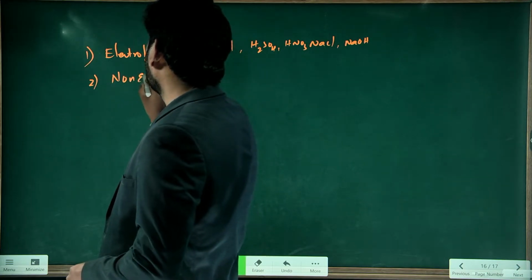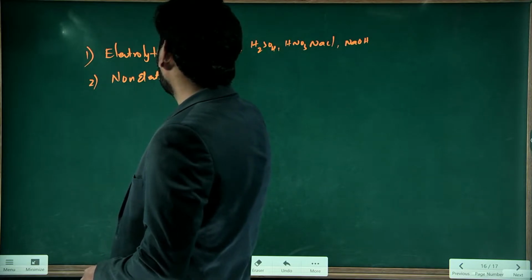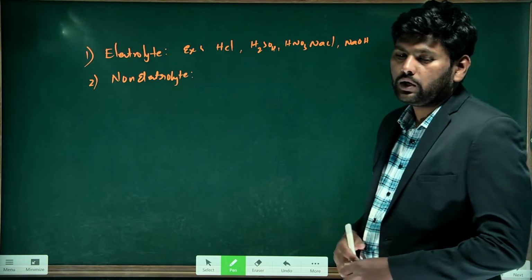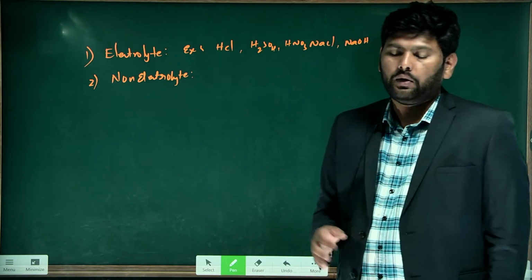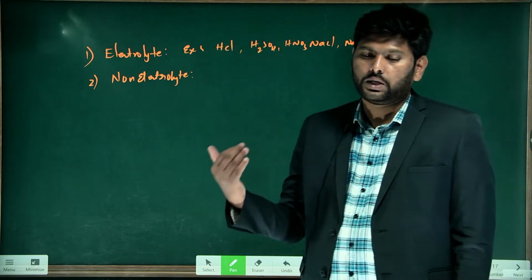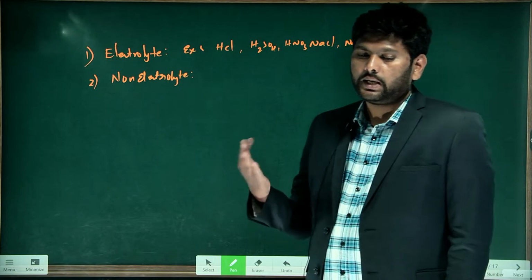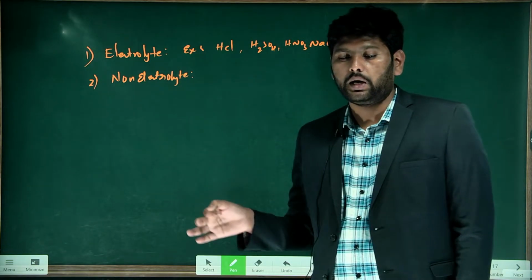non-electrolyte. What is this non-electrolyte? A substance which allows the current through it is known as an electrolyte. So non-electrolytes are the liquids or substances which do not allow the current through them.